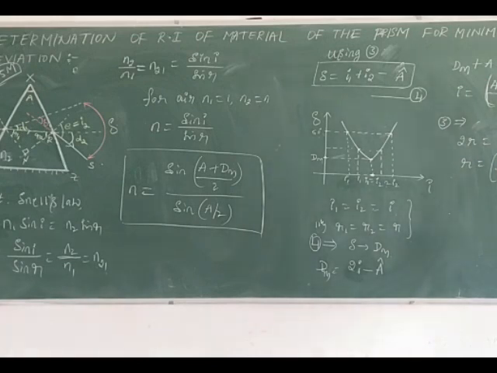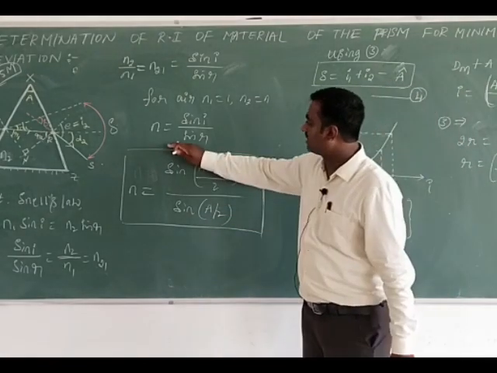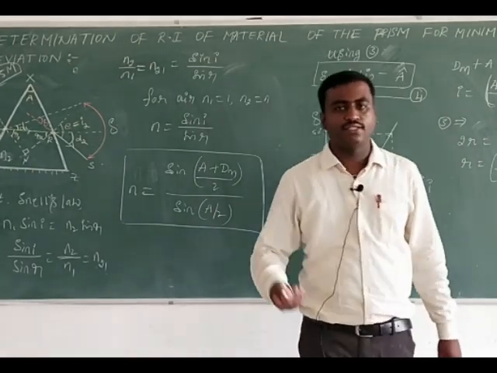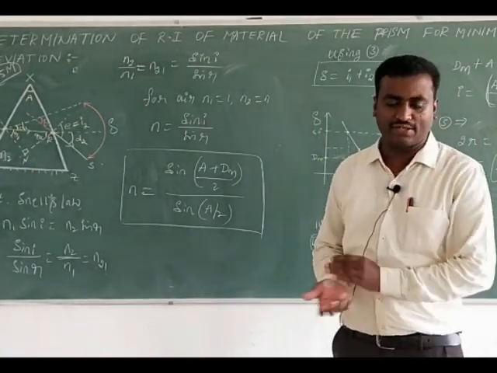So when I1 and I2 values become I, that means at the minimum deviation, remember, at the minimum deviation, I is equal to A plus Dm divided by 2 and R is equal to A by 2. So those two values, if you substitute in Snell's law, we have this equation. So next class I will continue with this concept. Today it's enough. Thank you.